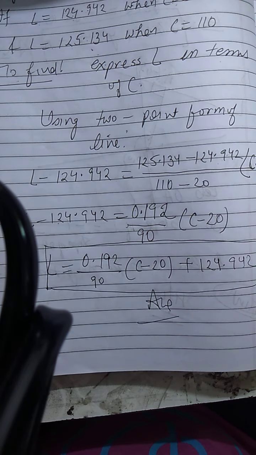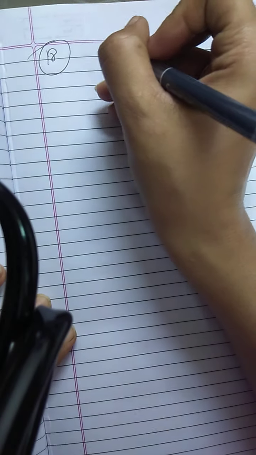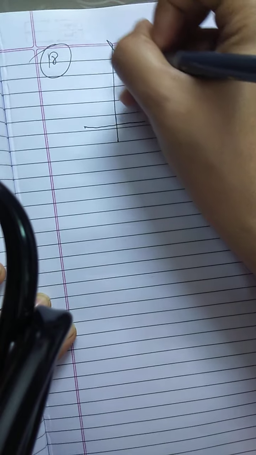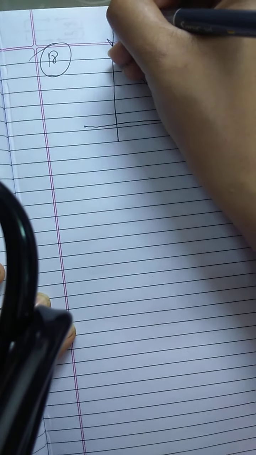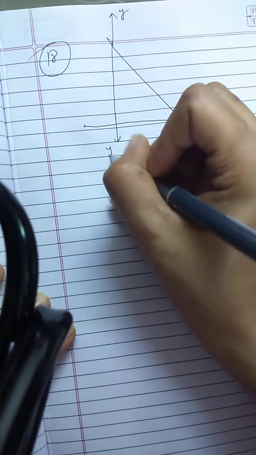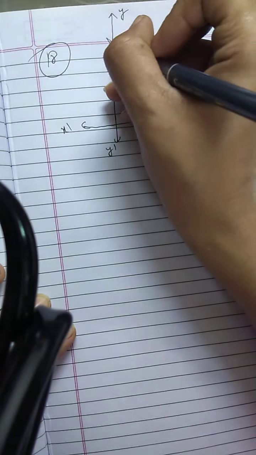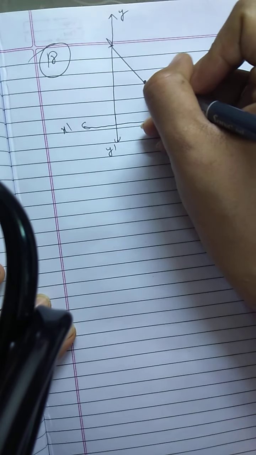So the next sum we will discuss now, sum number 18. In sum number 18 it is given that the point P with the coordinates a comma b is the midpoint of the line segment between the axes. If I take the line segment between the axes, we have a line like this. If we extend, this is our y-axis and x-axis. Okay, P is the point which is the midpoint.